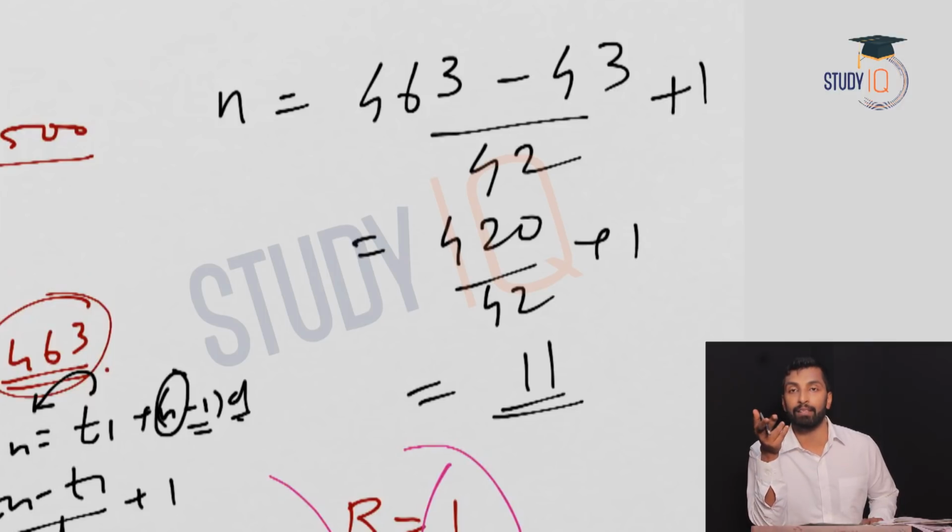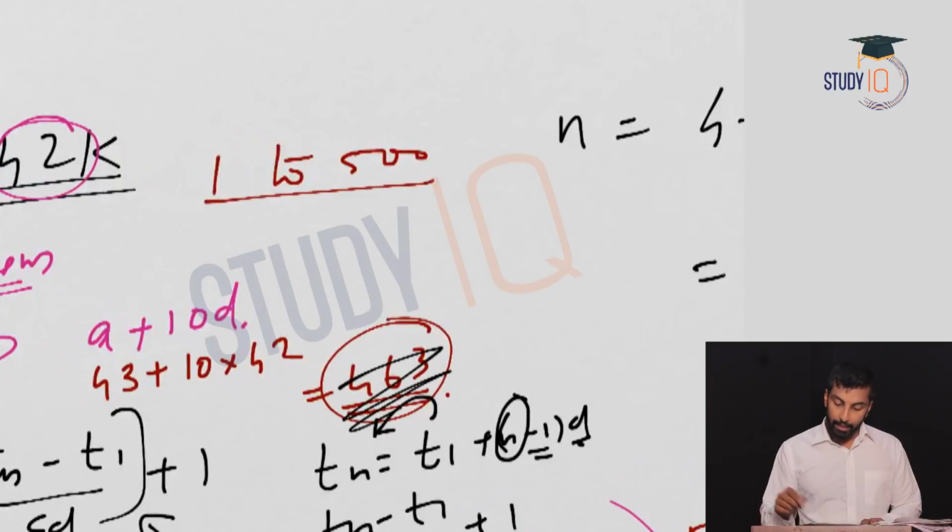When we find the 11th term, you got 463. Now, if you don't know this 463 — here we already know because we just found it out, right? If you don't know, how will you find it?